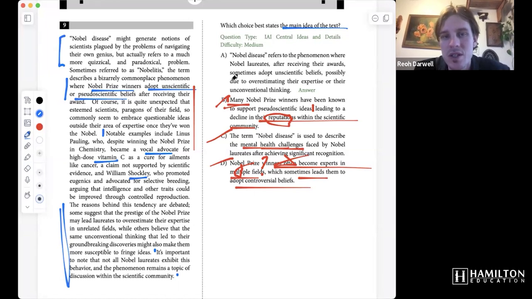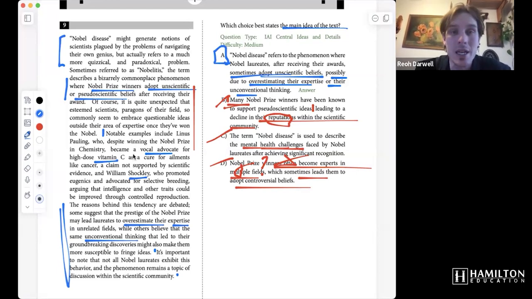Noble disease is described, okay? And we are given a sort of possible explanation, right? Which is down here, of overestimating their expertise or unconventional thinking. Okay, so there's nothing wrong with A. There's something wrong with all the others. You might be thinking, well, why doesn't it mention our examples or something like that? Well, examples support the main idea. They're not the main idea itself. Okay, so that's how we arrive at A for question 9.